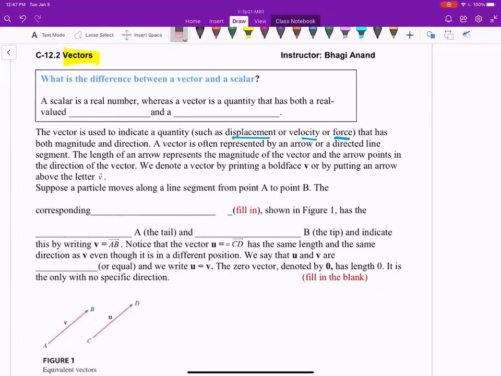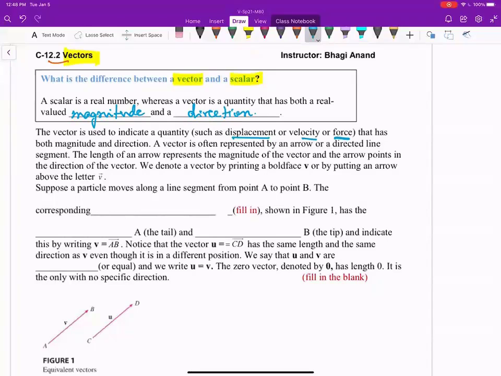In this video, I will be covering section 12.2, which is about vectors. What is the difference between a vector and a scalar? A scalar is a real number, whereas a vector is a quantity that has both magnitude and direction. It should have both real valued magnitude and a direction.